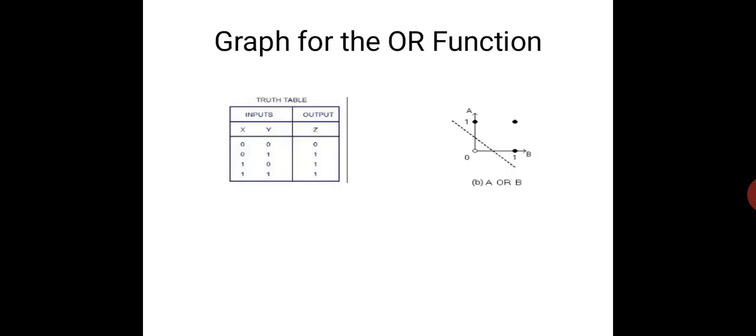Now the second is the graph for the OR function. Same case, here are two inputs and here is the output, and we have drawn a graph according to input and output. The dark bubble is showing the positive case while the simple bubble is showing the negative case, and here also I am able to separate these two classes.